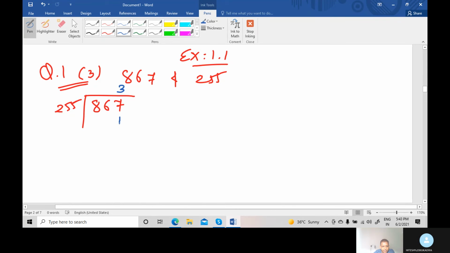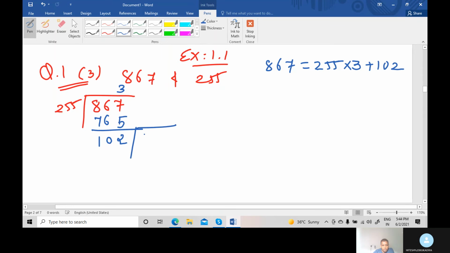3 fives are 15, 5 and 1 carry. 25 threes are 75 plus 1 is 76. Done. 7 minus 5 is 2, 6 minus 6 is 0, 8 minus 7 is 1. Here write the statement: 867 equals 255 multiplied by 3 plus 102.